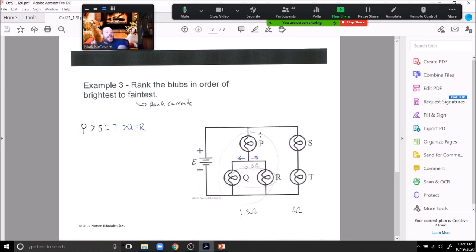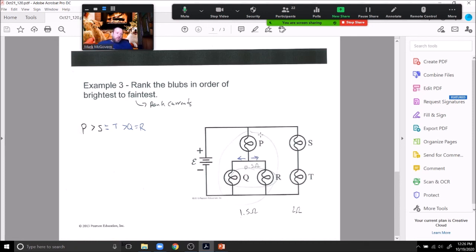The right branch are two things in series. We can add them up and say 2 ohms. Now, what I said here is I'm making the assumption everything is 1 ohm. I can say whatever I want, though. So that means more current's going to run through the middle branch than the one on the far right, right? Because there's less resistance in the middle. So P is the brightest.